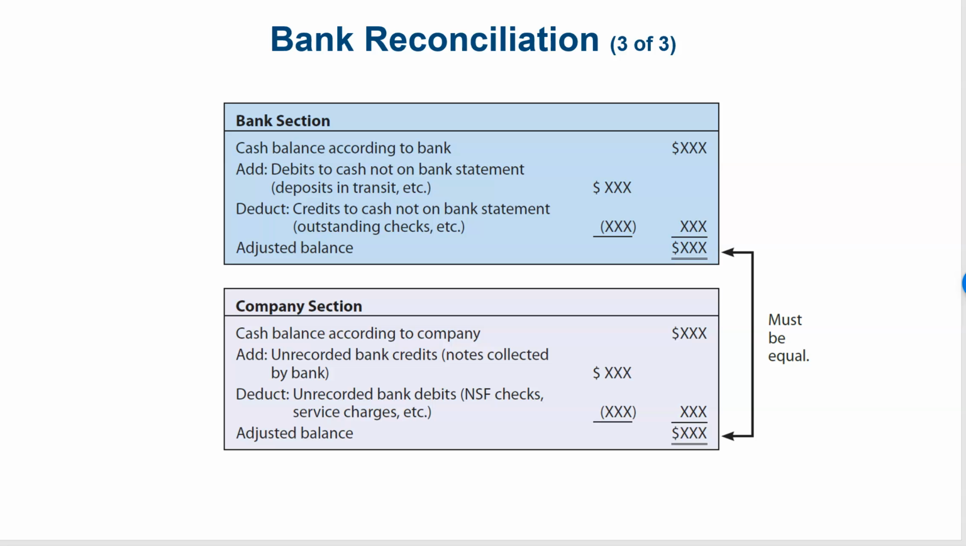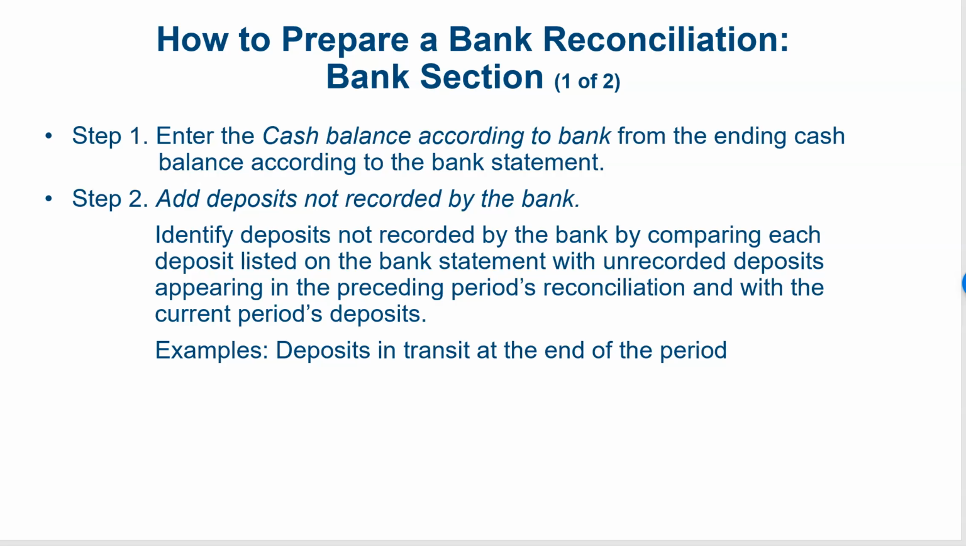For the company section, we're going to start with our company cash balance, that's our T account, and then we'll add anything that we haven't recorded that needs to be added, and we'll subtract anything that we haven't recorded that needs to be subtracted, and then we'll get to our adjusted balance.